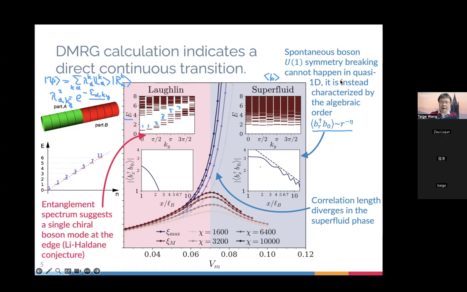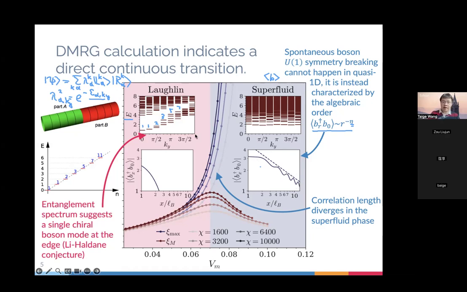If you want to be incredibly rigorous, you also care about this exponent eta because it will compete with other orders. But in this case, if you compute eta, eta is very small, meaning this ordering tendency is strongest among other channels. So this is the bb correlation function for this superfluid side. The x-axis is the distance between two boson operators, and this is a log-log plot. This linear decay is a clear indication of this algebraic order.